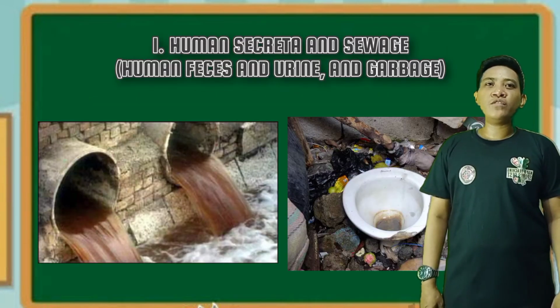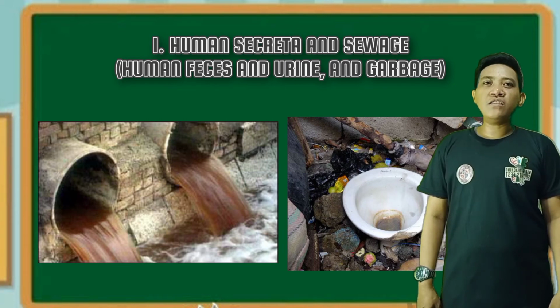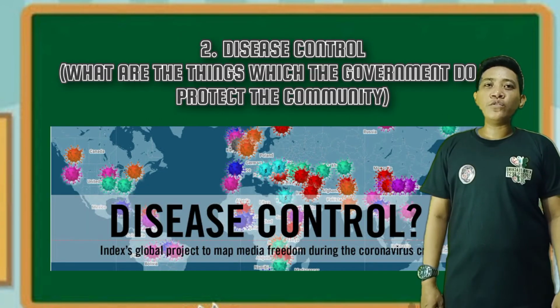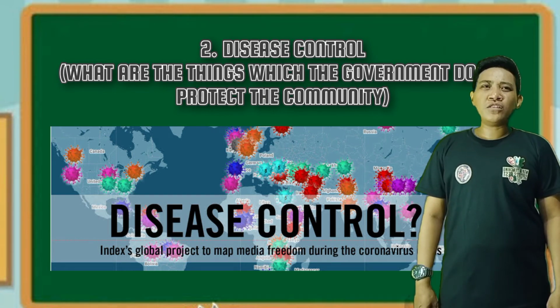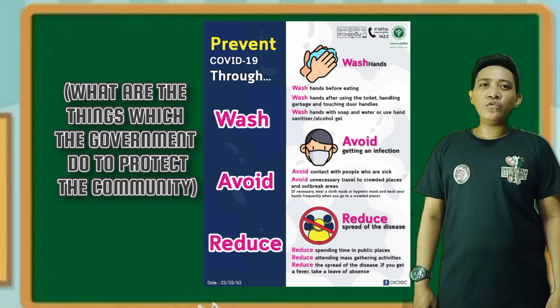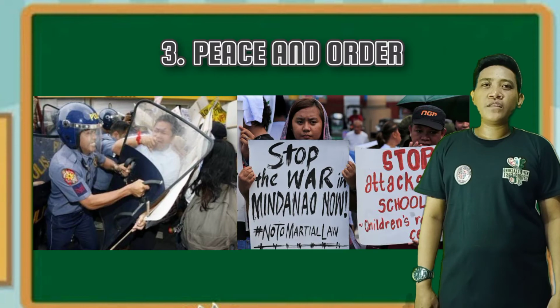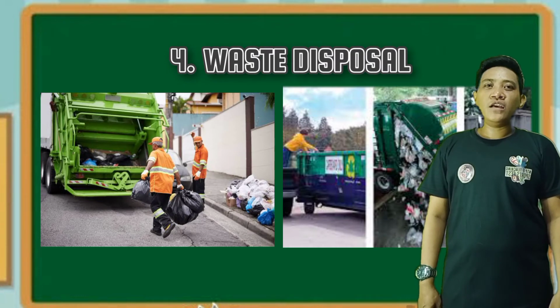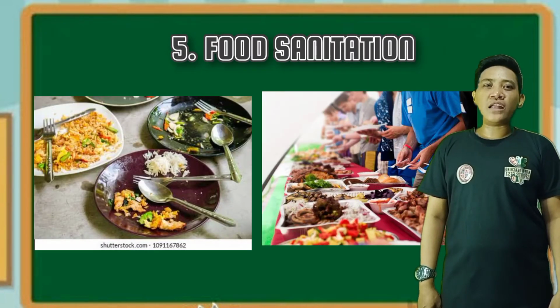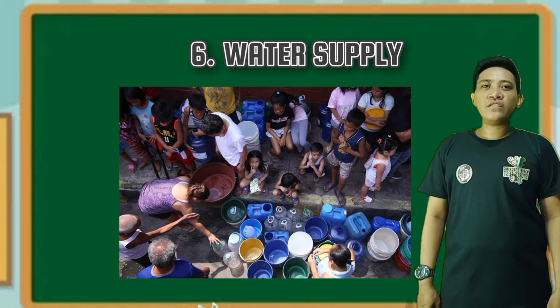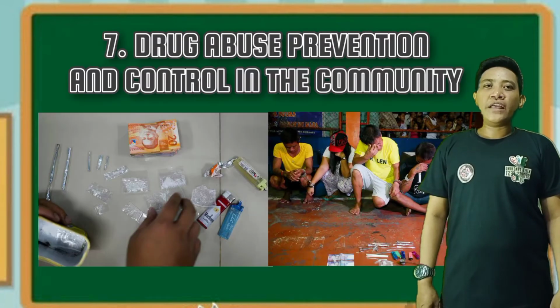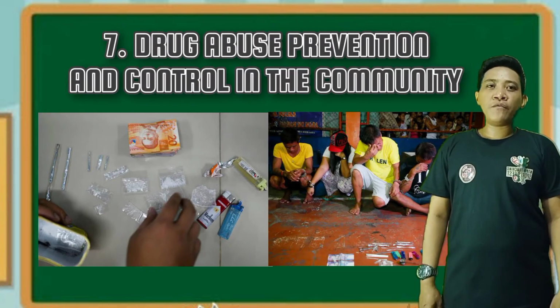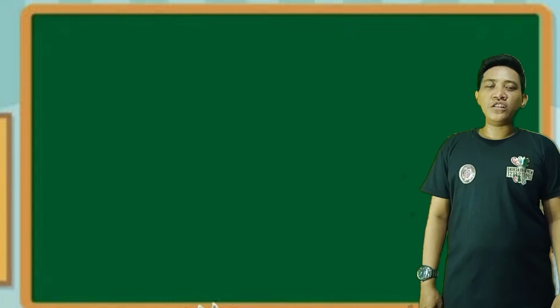Number 1 is human secreta and sewage. It is the human feces and urine and garbage. Number 2 is disease control. What are the things which the government do to protect the community? Number 3, peace and order. Number 4, waste disposal. Number 5, food sanitation. Number 6, water supply. And number 7, drug abuse prevention and control in the community.